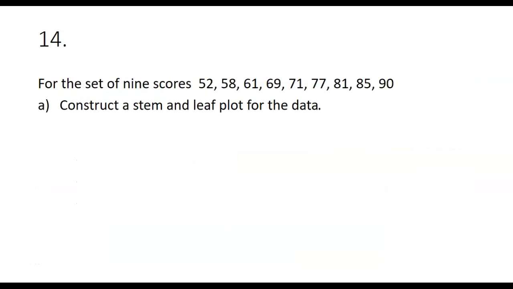Number 14. For the set of 9 scores shown here, and by the way, notice that they are arranged in order from lowest to highest. That's going to come in handy, especially when we do part B. But part A, construct a stem and leaf plot for the data.